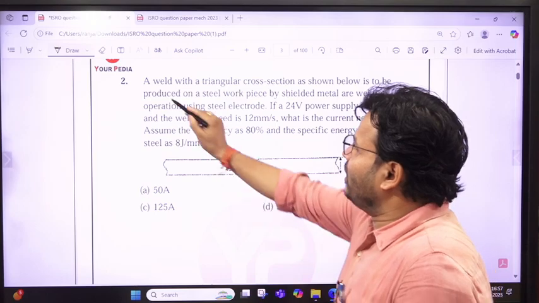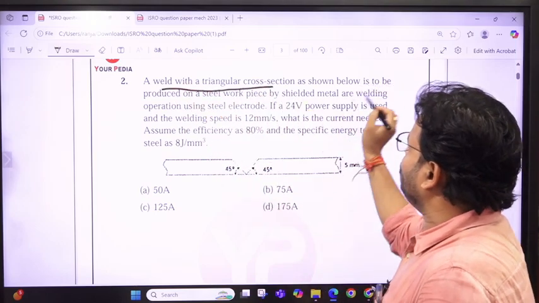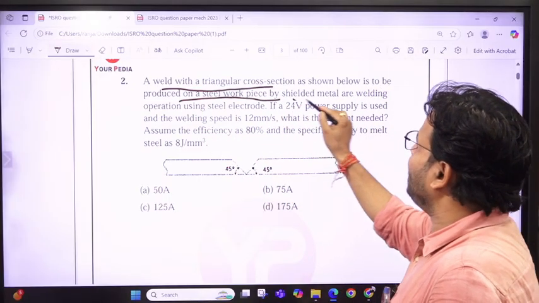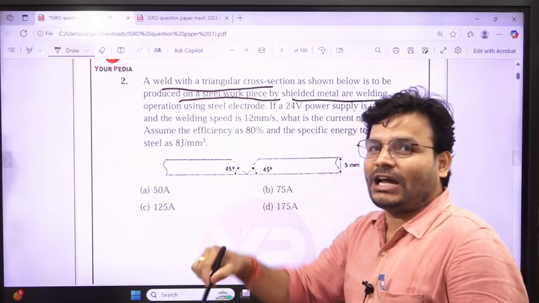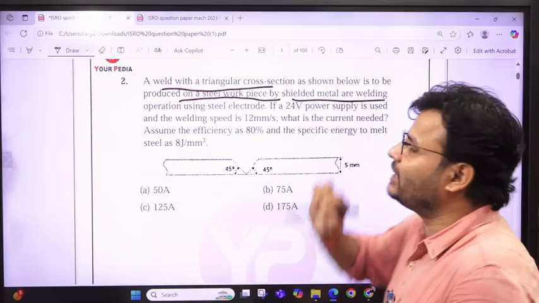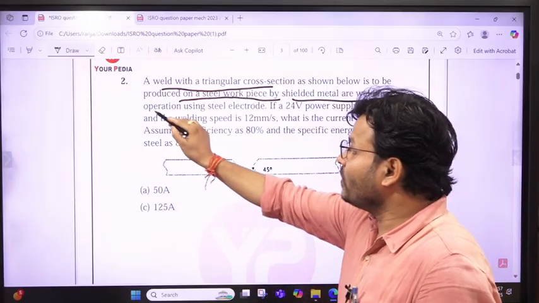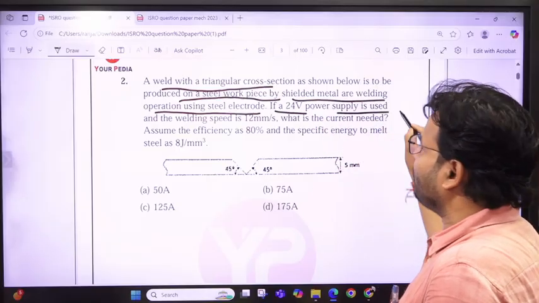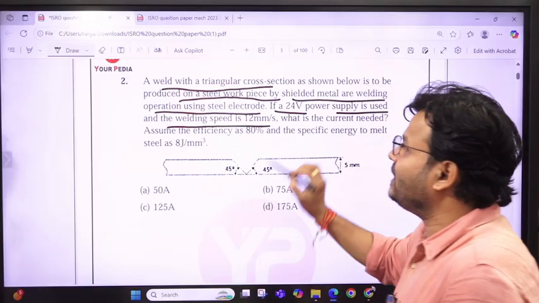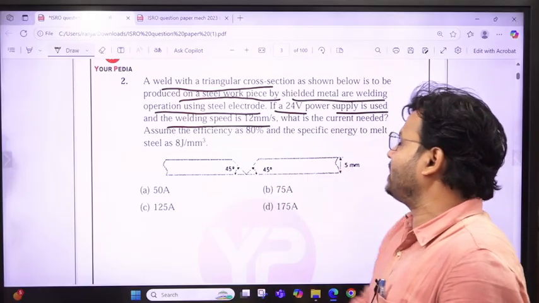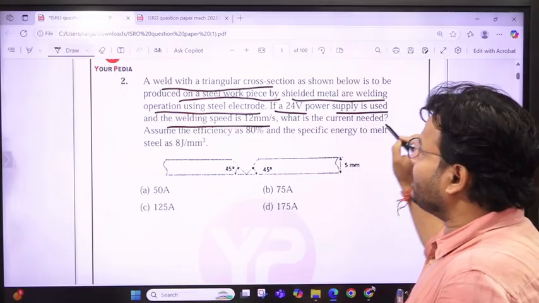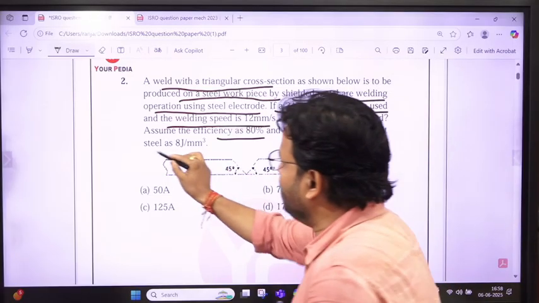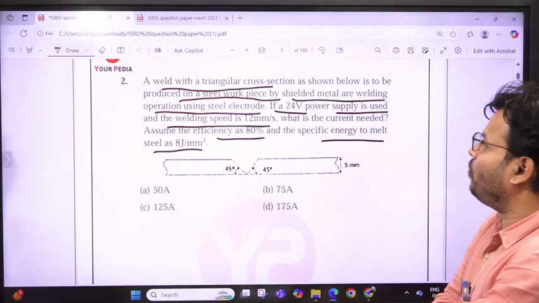See the question: a weld with a triangle cross section as shown below is to be produced on a steel workpiece by shielded metal arc welding. Here, which type of arc welding is it? Shielded metal arc welding is going to be performed, using a steel electrode. If a 24 volt power supply is used and the welding speed is 12 mm per second, what is the current needed? Assume the efficiency is 80% and the specific energy to melt steel is 8 joule per mm3. So what is the current needed?